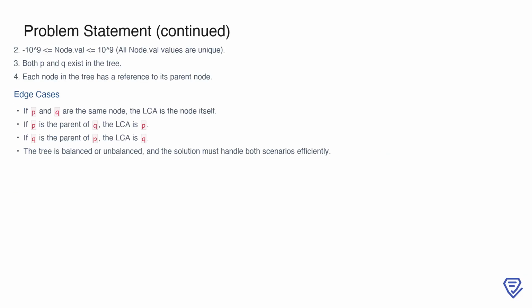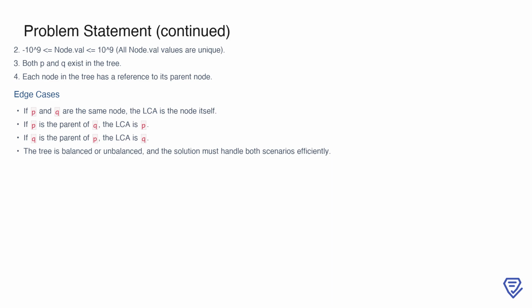Finally, let's review the constraints and edge cases. The tree can have up to 100,000 nodes, and each node's value is guaranteed to be unique, ranging from -1 billion to +1 billion. Additionally, both P and Q are guaranteed to exist in the tree, which simplifies the problem since we don't have to handle cases where nodes are missing.